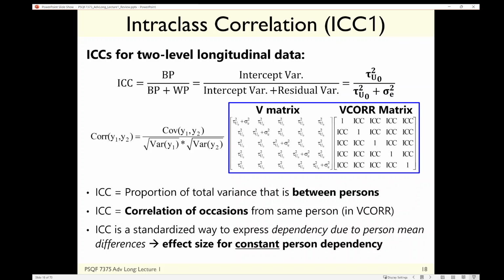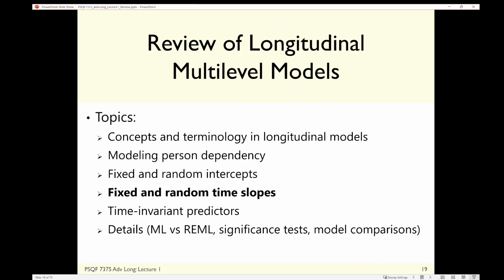And said differently, the ICC is an effect size for how much of the data is due to constant person dependency. So it ranges from 0 to 1, where 0 means no between, 1 would mean all between. So in class I had said if the ICC is 0.3, how much of the outcome is longitudinal within? That would be 0.7. So the ICC directly gives you the proportion that is between.